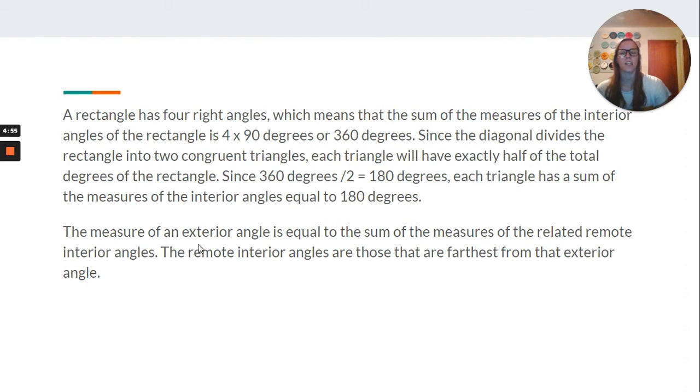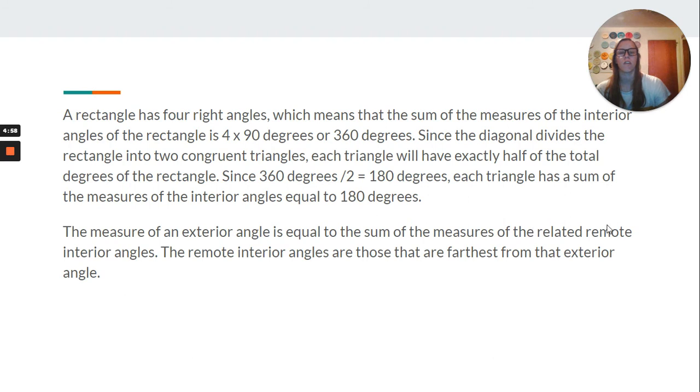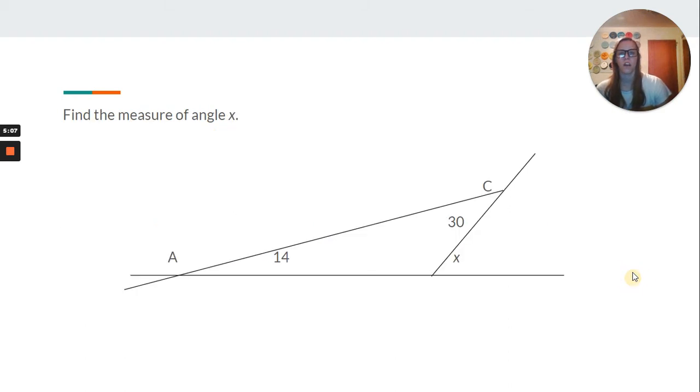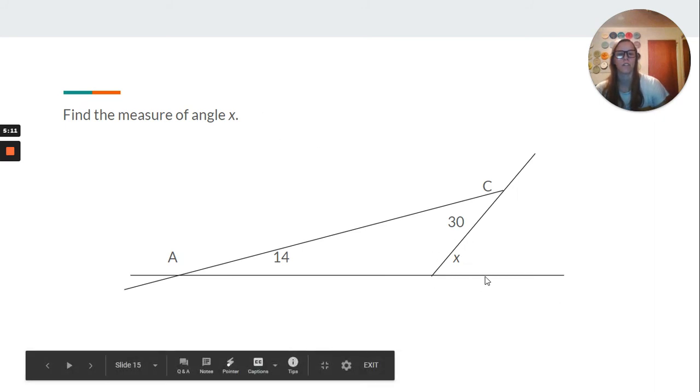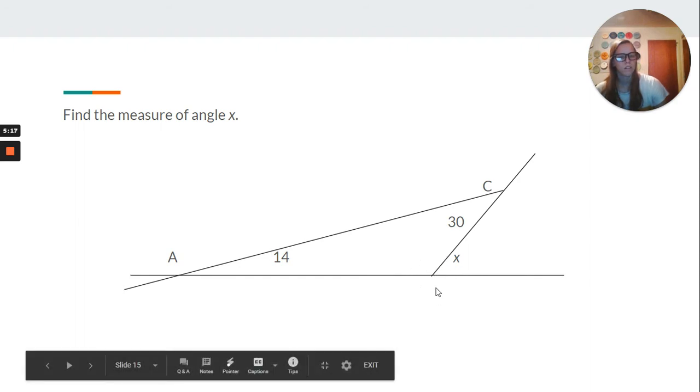The measure of an exterior angle is equal to the sum of the measures of the related remote interior angles. The remote interior angles are those that are farthest from that exterior angle. So now let's look at this. It says find the measure of angle X. We have X over here. And then we don't know what this one is. But the way we can figure out what X is is using the related remote angles.